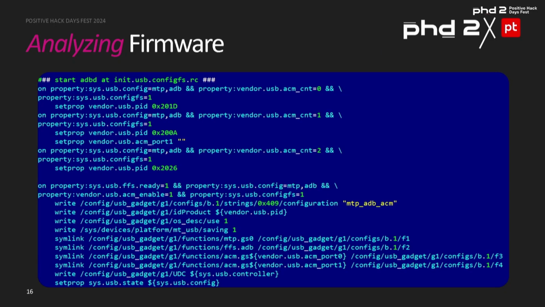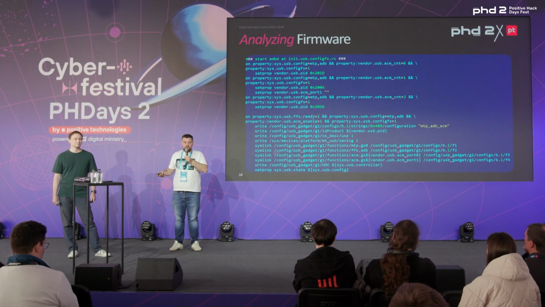Okay, we went to the files, the user configuration. Okay, system USB config MTP ADB. Okay, we have the ADB, so we should be looking for it. Okay, here are two questions. Number one, how we can find ADB, and number two, why can't we see it?